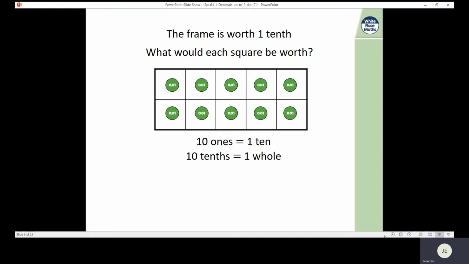Now I'm going to turn it into hundredths, so 0.01. So if I've got 0.01 and I add that 10 times, like before, 0.01 and 0.01, and so on, 10 lots of 0.01 will give me 0.1. Okay, so that's really important. So 0.1 is the same as 10 hundredths, or 0.2 is the same as 20 hundredths, or 0.3 is the same as 30 hundredths, and so on and so forth.